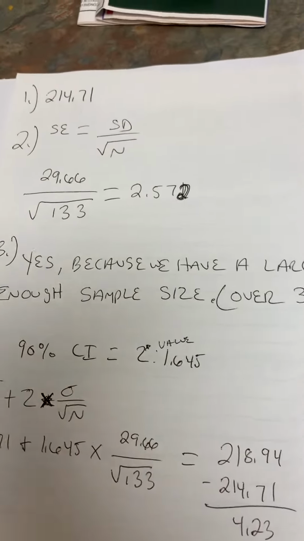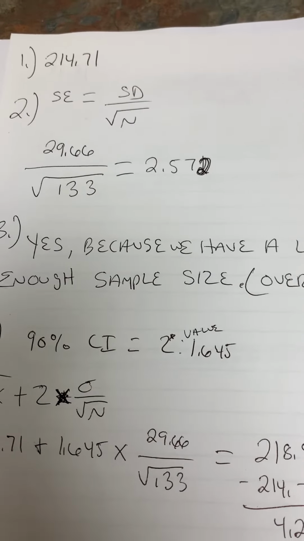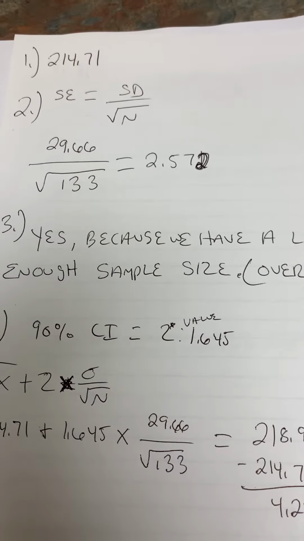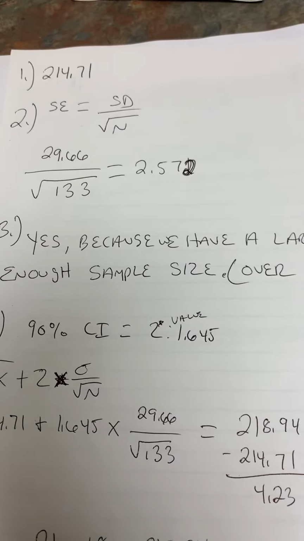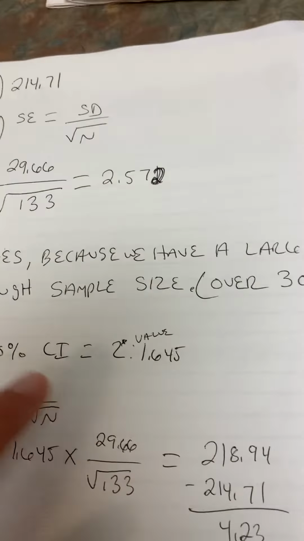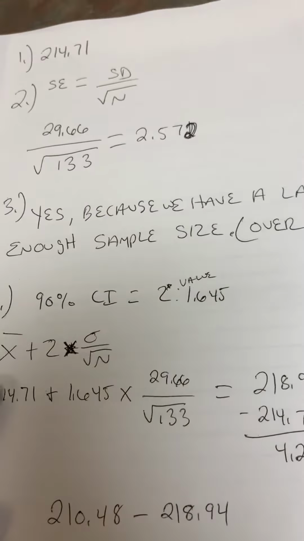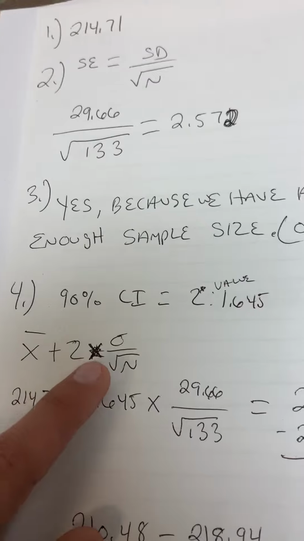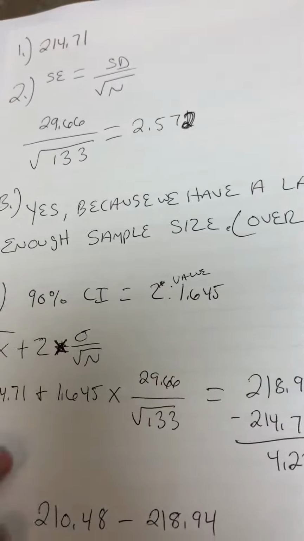possible. And then lastly, based on a 90% confidence interval, we are to calculate the range here. So with 90% confidence interval, that gives us a z value of 1.645. We then can use the formula, which is the sample mean plus our z value times our standard deviation divided by the square root of our sample size.